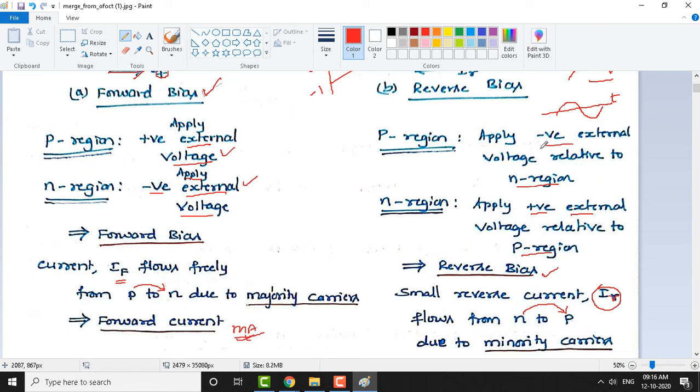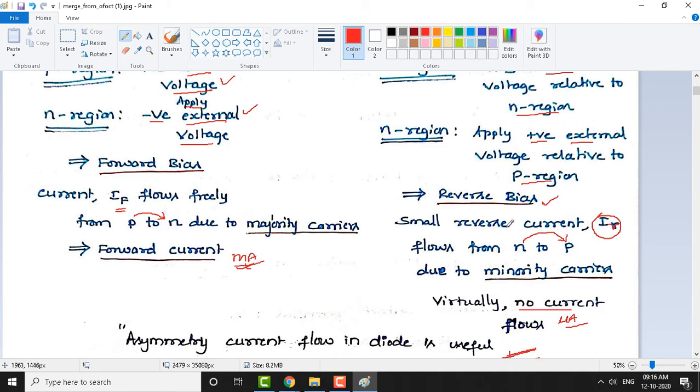For the P region, you need to apply a negative external voltage relative to the N region. The N region should be applied with a positive external voltage relative to the P region. This makes the diode reverse biased. In reverse bias, you can expect a very small current. That current is the reverse current IR, and it flows from N to P. Earlier, the majority carrier current in forward bias was flowing from P to N. Now it is current due to the minority carriers.